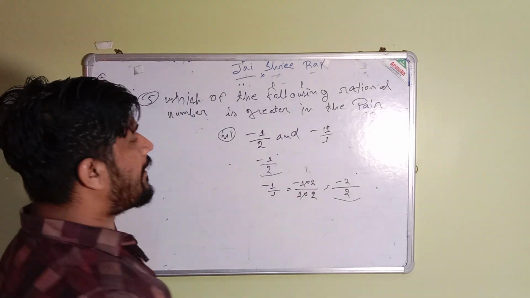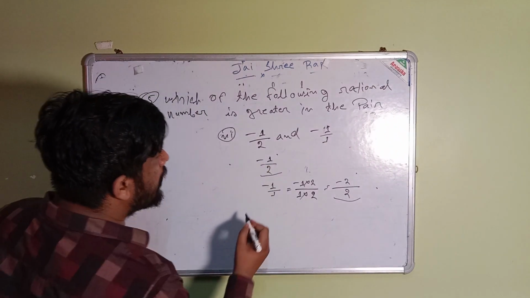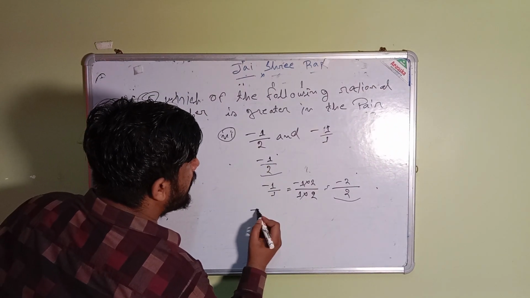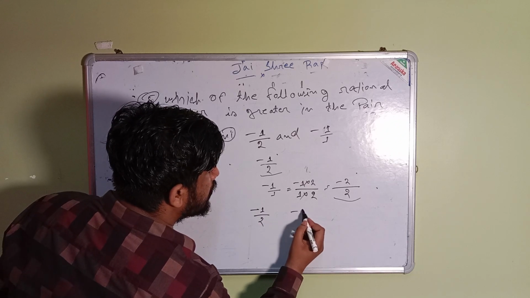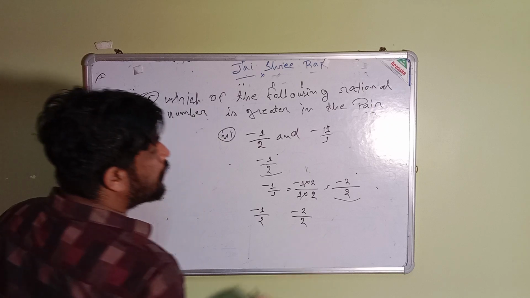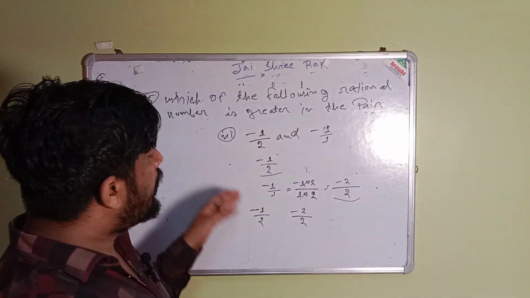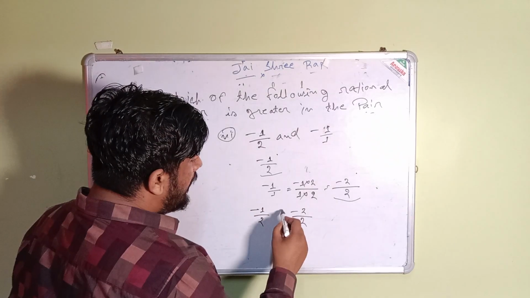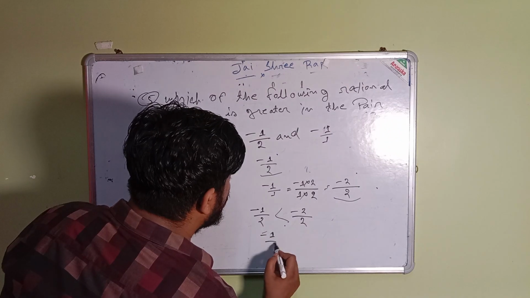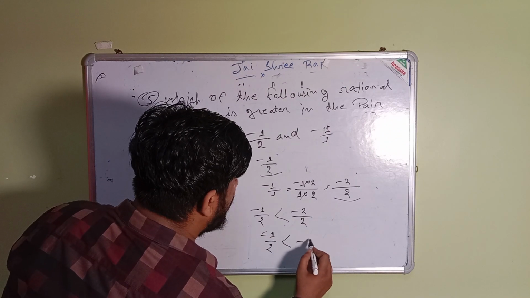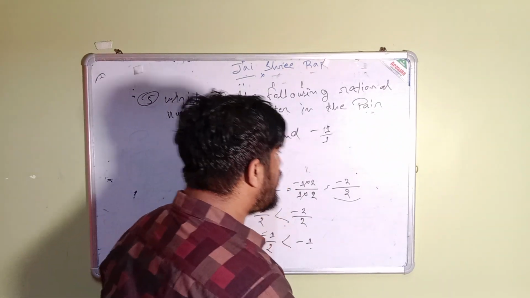Now we can directly tell which one is greater and which one is lower. Tell me: minus 1 by 2 and minus 2 by 2. We know that in negative numbers, the number which is lower in value of the digit is greater. So we can directly tell that this one is greater. So minus 1 by 2 is greater than minus 1. That is the answer of this question. Hope you have cleared your doubt.